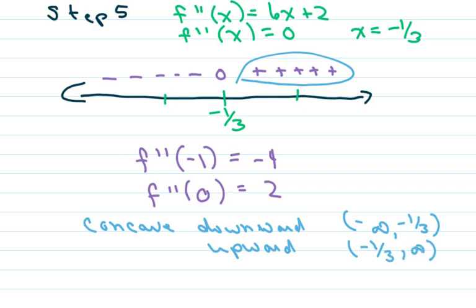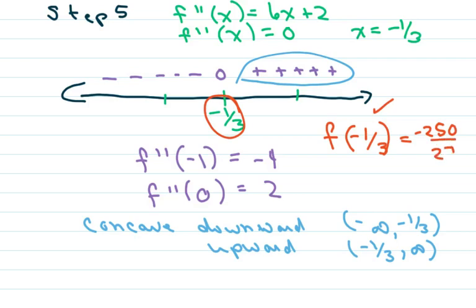All right? And f has an inflection point. Your inflection point's right here, so you plug in negative 1/3 at f. So f of negative 1/3, plug it into your original equation, and you get negative 250 over 27. So our inflection point is at negative 1/3, comma, negative 250 over 27.